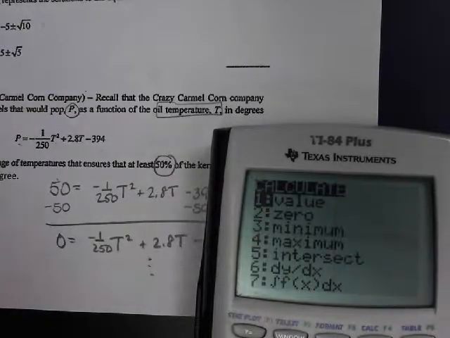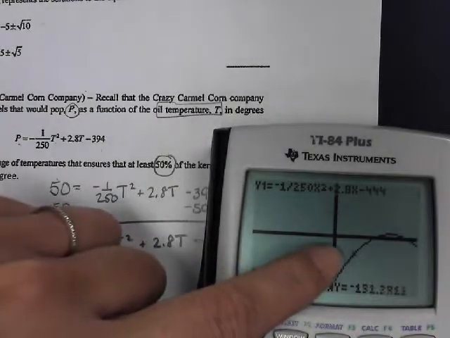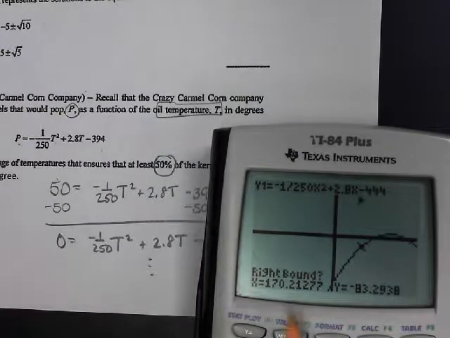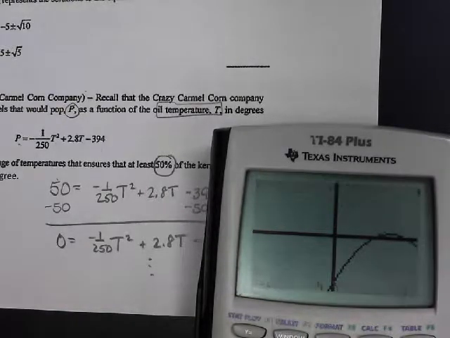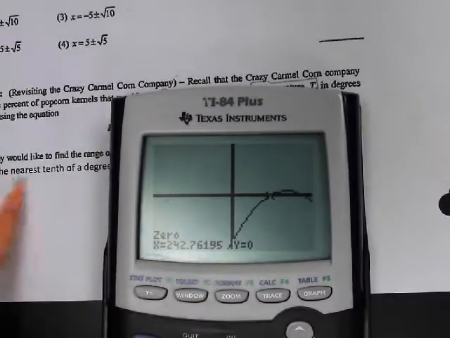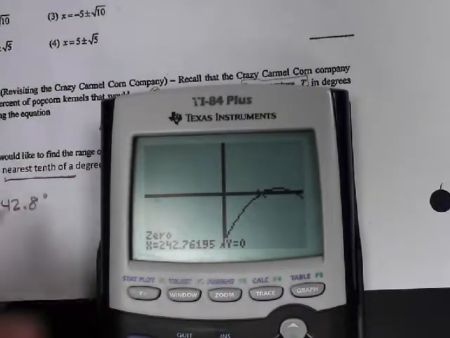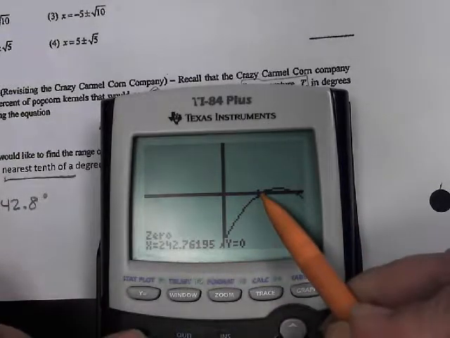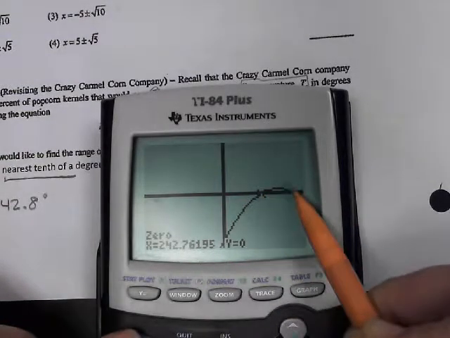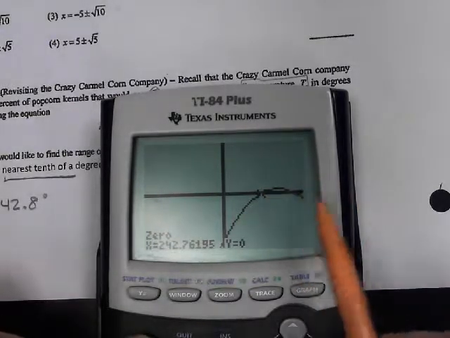So second trace, these are my zeros now. If I go left bound, and there's my cursor, I'm going to bring it to the left of that 0, hit enter. Then it says right bound, go to the right of that 0, hit enter and enter. That's a temperature to the nearest tenth of a degree, said my problem. That's a temperature of 242.8 degrees. And then I'm going to have more than 50%, so it said at least 50%, so we're all good until over here, which is where we'd start burning too many.